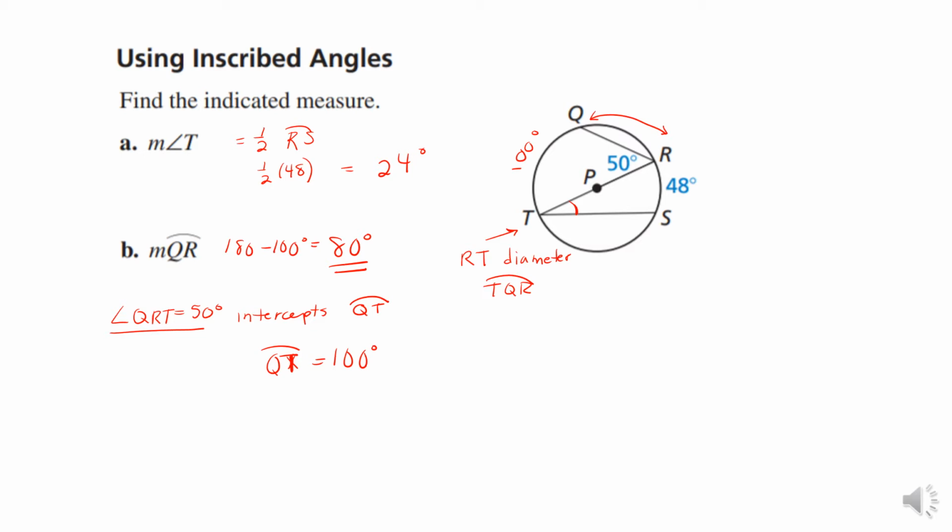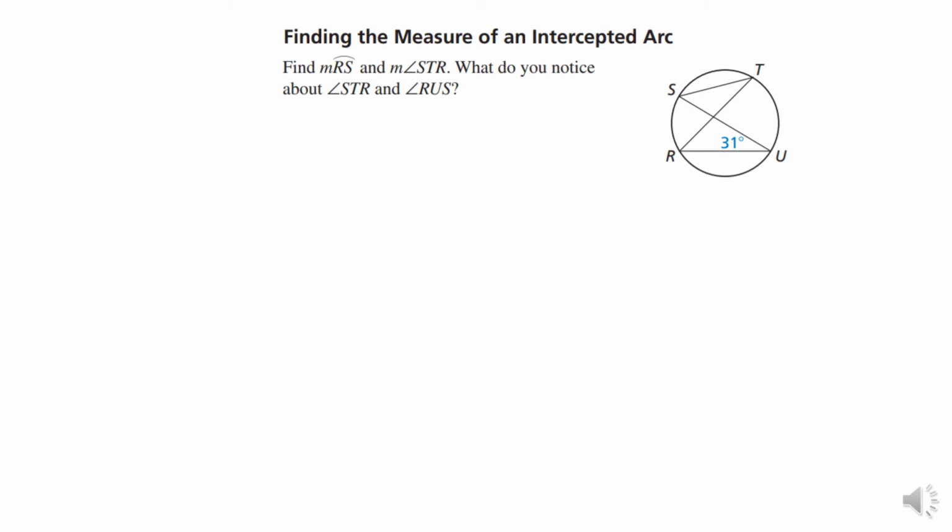Okay? All right, finding the measure of an intercepted arc. Find the measure of RS. So RS is this arc. And we can see right away that we have angle SUR intercepts arc RS. And so that would be twice as much as that arc. So that would be 62 degrees. So the measure of RS is 62 degrees.